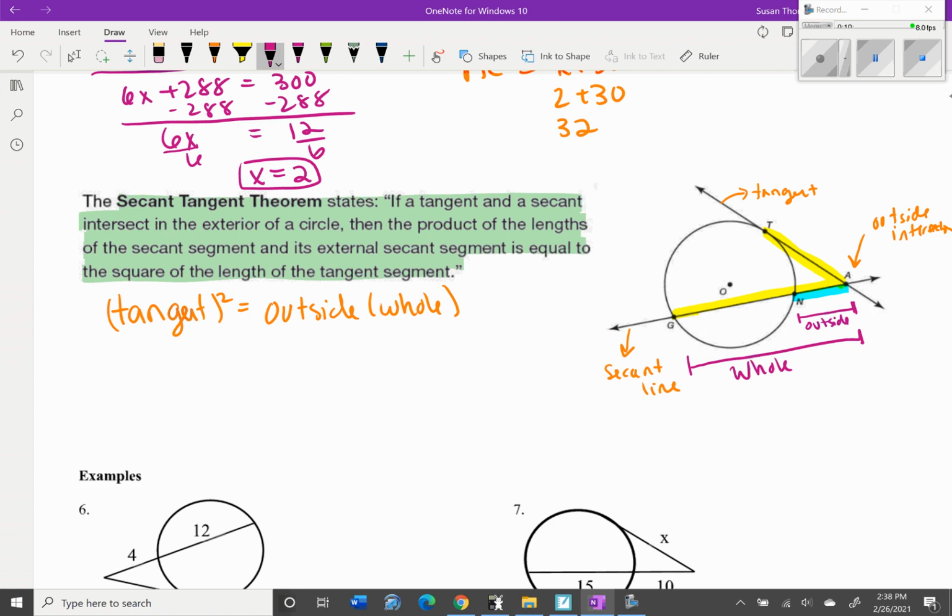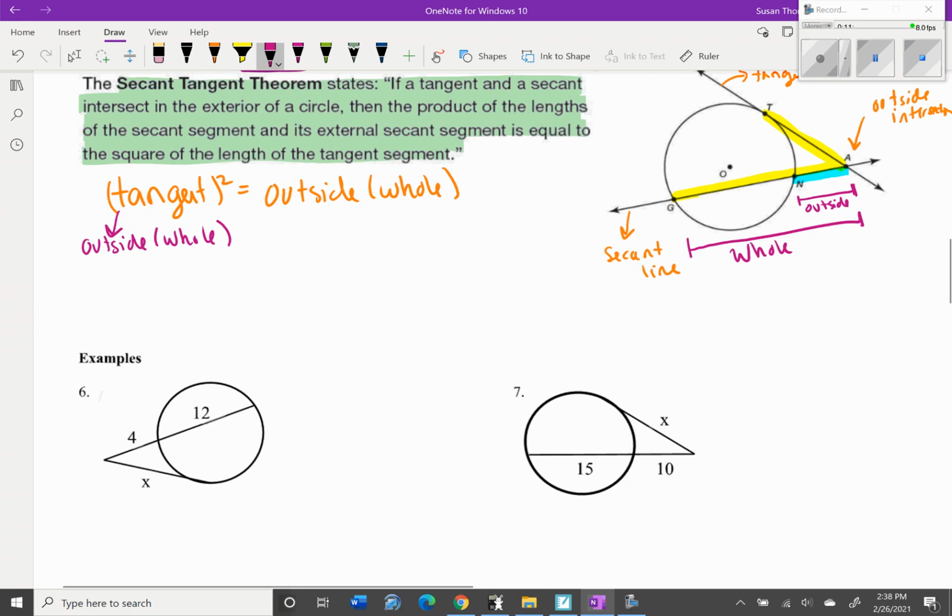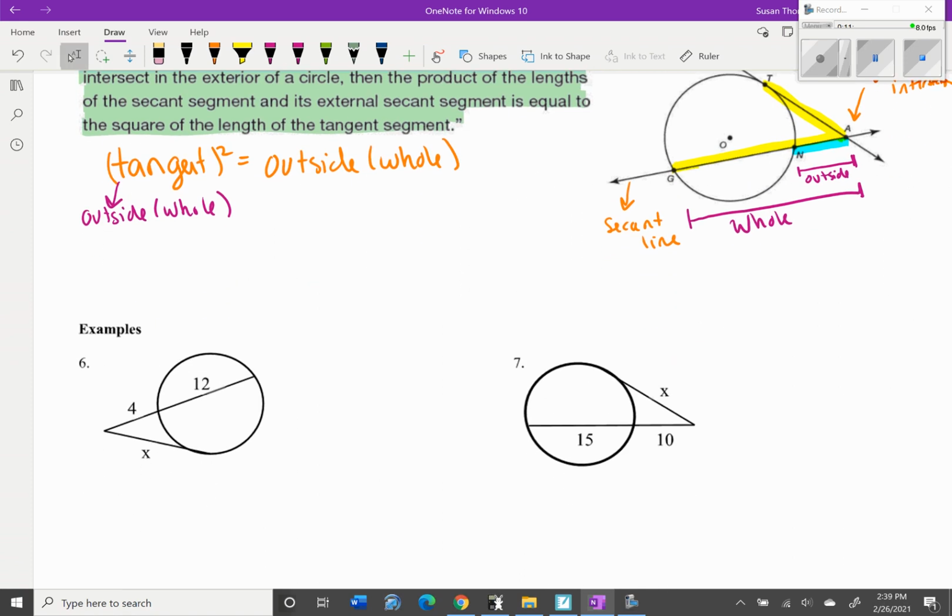So if you want, really, the tangent squared is just the same thing, outside times the whole, because it's the same thing. So if you want to use the same process we just did in the last one, that's okay. Outside times the whole equals outside times the whole. So that's for a tangent and the secant line.